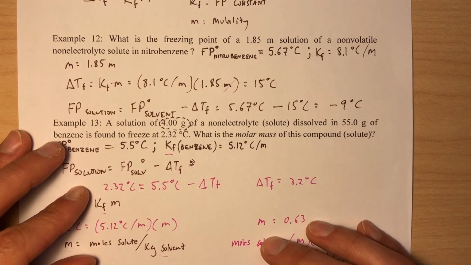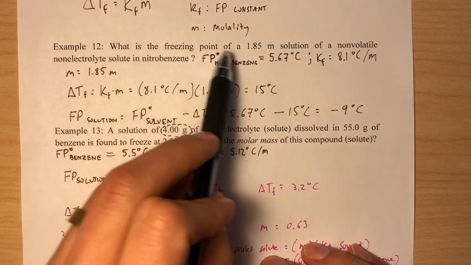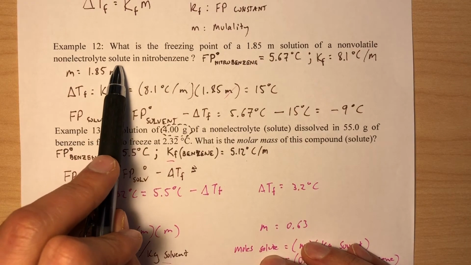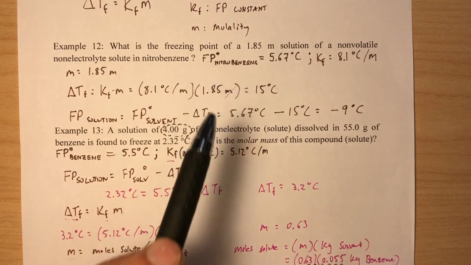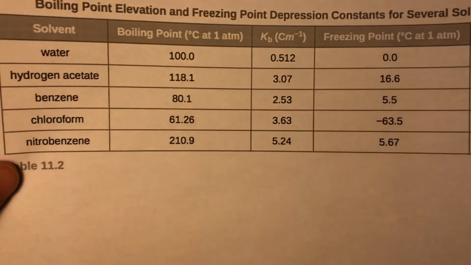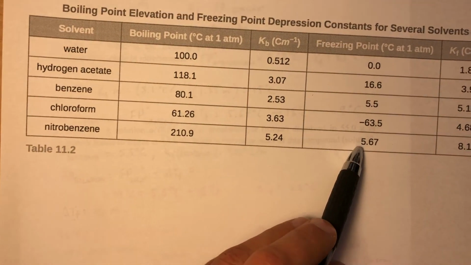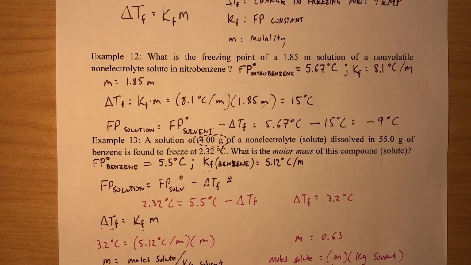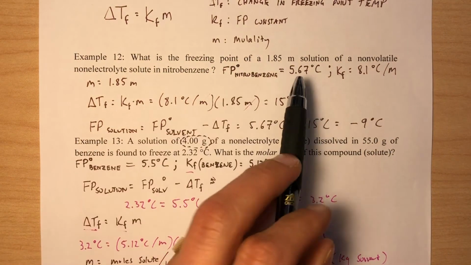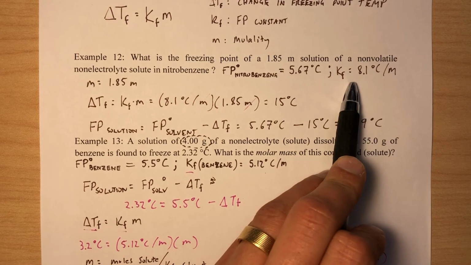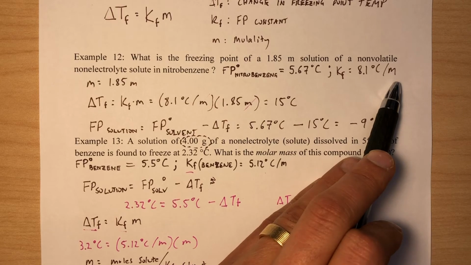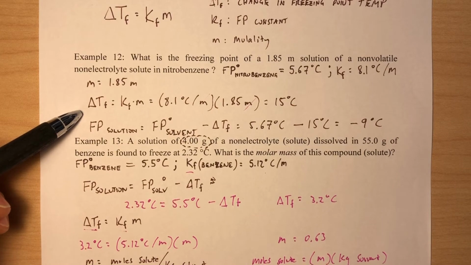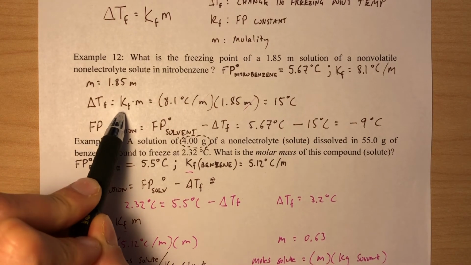And let's take a look at how this works in example 12. So what is the freezing point of a 1.85 molal solution of a non-volatile, non-electrolyte solute in nitrobenzene? So again, from our table, we have information about nitrobenzene, its freezing point, and its freezing point depression constant. So the freezing point of pure nitrobenzene is 5.67 degrees Celsius, and our freezing point constant is 8.1 degrees Celsius per molal. Given to us is our molality, which is 1.85 molal, and we can then solve for delta T F, which is equal to K sub F times m.